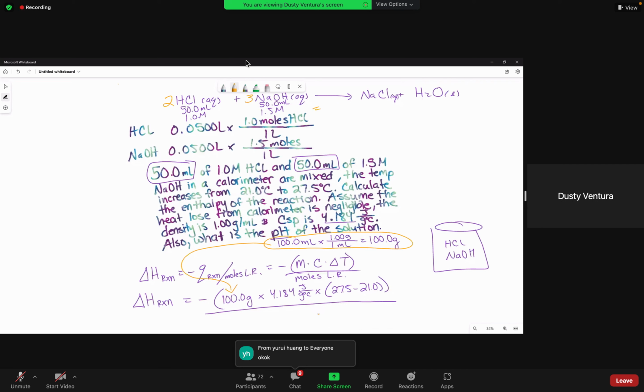Okay, let's get this answer here. This is the moles that we have. That's what we'll think of this as being, the moles that we have. 0.0500 moles of H plus, because this is my H.